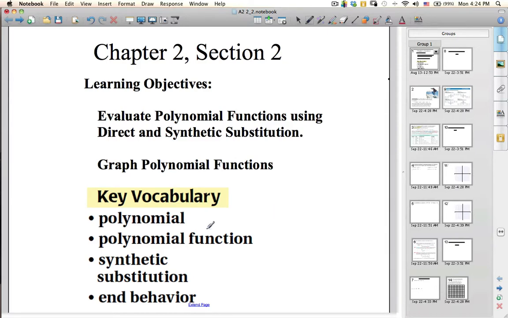Key vocabulary in this section is going to be the concept of the polynomial, a polynomial function, synthetic substitution, and end behavior. End behavior is what a graph does as either end approaches infinity. So what does it do as the left end approaches negative infinity, and what does the right end do as we approach positive infinity? And we're going to go through that as we move through this section.